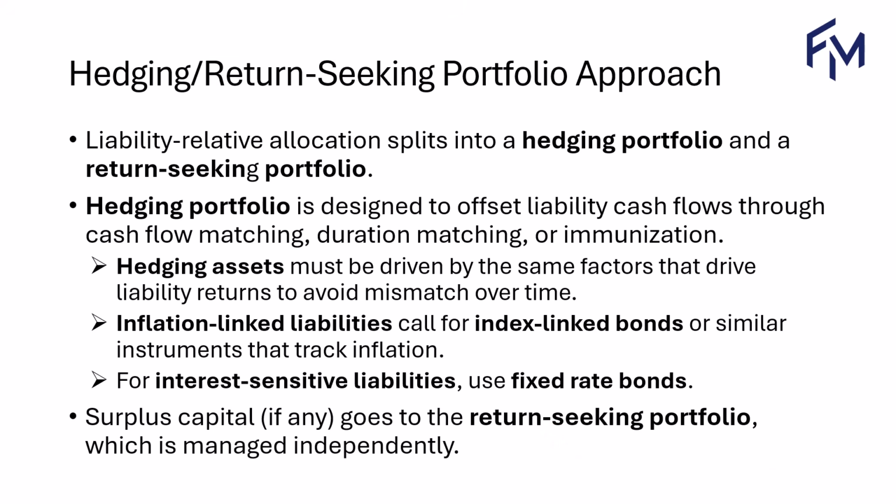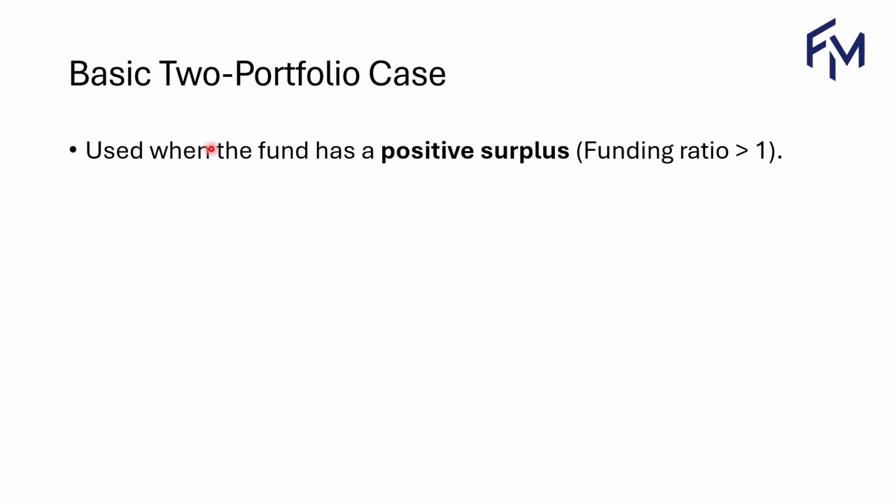Any surplus capital, if it exists, goes to the return-seeking portfolio. This portion is managed independently from the hedging assets and aims to generate higher returns. The basic two-portfolio approach is used when the fund has a positive surplus. That means the funding ratio is greater than 1.